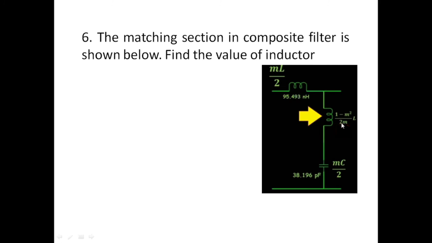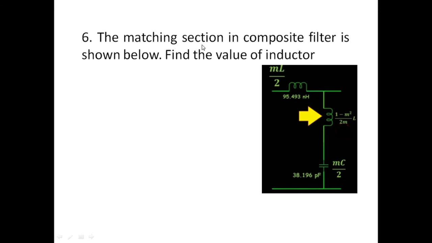We have to find the value which is present in the section, 1 minus m square divided by 2m into L. Don't think that now we put the m value and separate L alone. It's not like that. What is the inductor value of this section? 1 minus m square divided by 2m into L. Suppose they are asking capacitor, don't think that C. What is the capacitor value of this section? mC divided by 2. Okay, right? So based on that, the question itself they provided is a matching section.